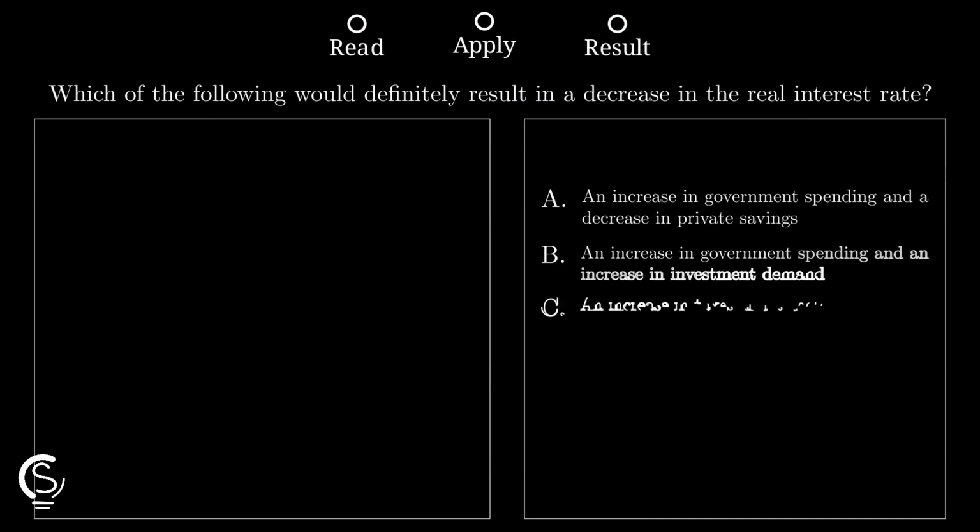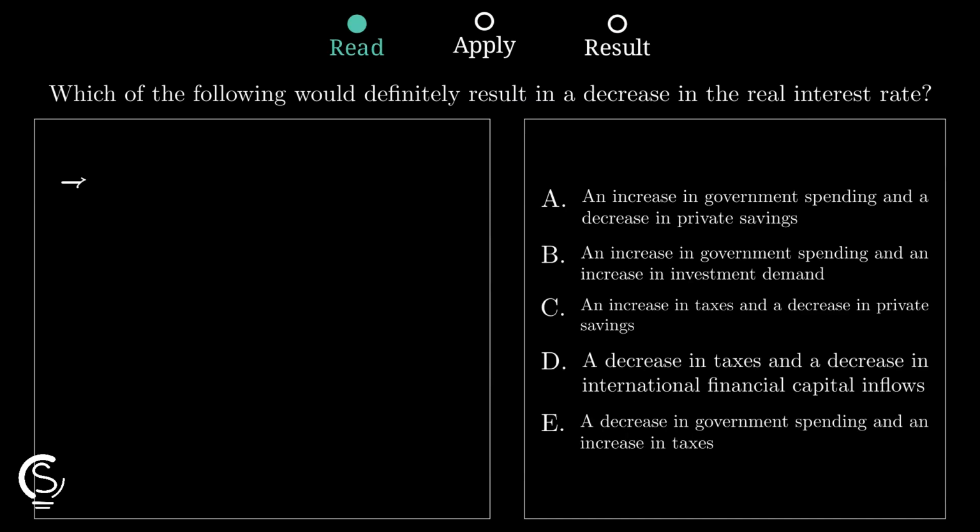The real interest rate is determined by the intersection of the supply and demand for loanable funds. We need to find which scenario shifts supply right or demand left to decrease rates.